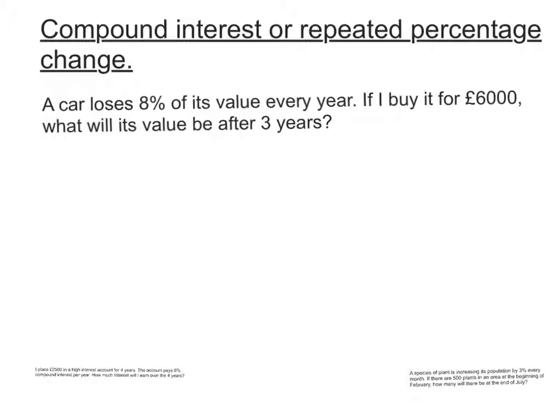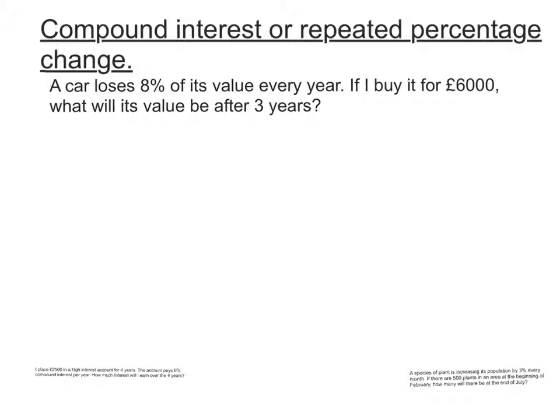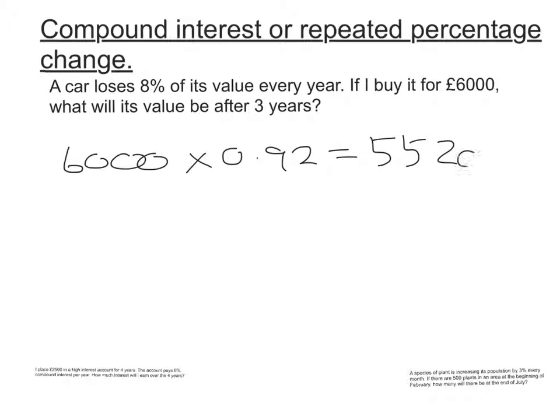So if a car loses 8% of its value every year, again, you've got two methods. We're going to do both methods here so that you can see. Now, method one. Work out then, if it's £6,000 at the start, so at the beginning, £6,000, if it loses 8% of its value, that's a decrease of 8%, that's a multiplier of 0.92. So at the end of the first year, you do 6,000 times 0.92. That tells you that the value is 5,520. So that's what it is at the end of the first year.